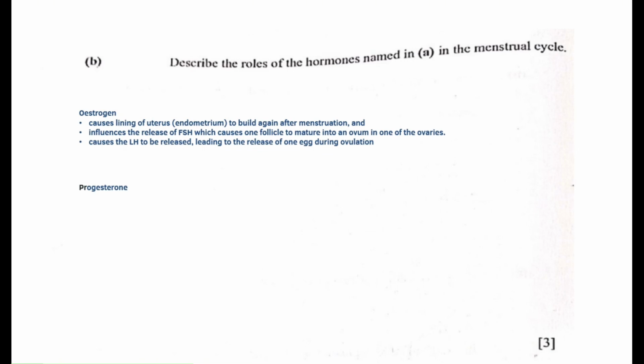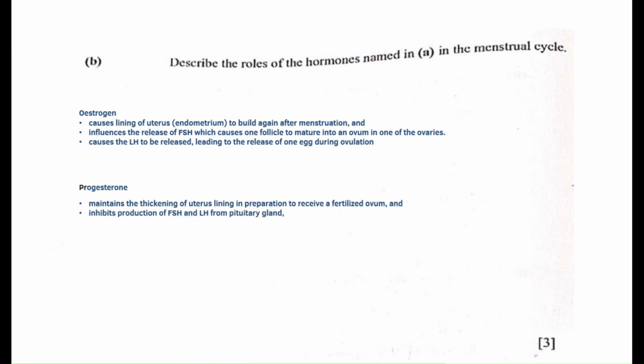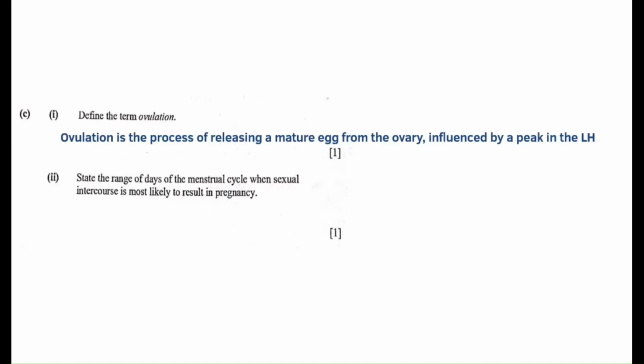On the other hand, progesterone maintains the thickened lining in preparation to receive a fertilized ovum in the uterus. So it also prevents or inhibits the production of follicle stimulating hormone and luteinizing hormone from the pituitary gland. Moving on, define the term ovulation. So ovulation is the process where one egg is released, a mature egg is released from the ovary, influenced by a peak in the levels of luteinizing hormone.